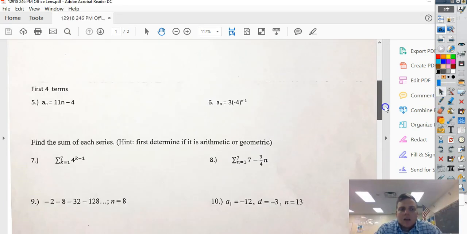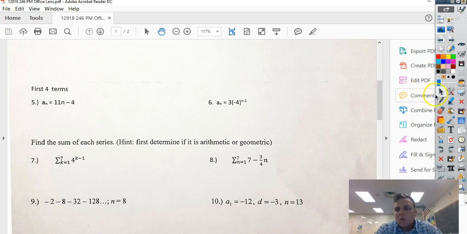Alright, find the first 4 terms. A lot of y'all were struggling with this a lot more than I would have ever imagined today in class. All you have to do is plug in a 1 to get the first term, plug in a 2 to get the second term, plug in a 3 to get the third term, plug in a 4 to get the fourth term.